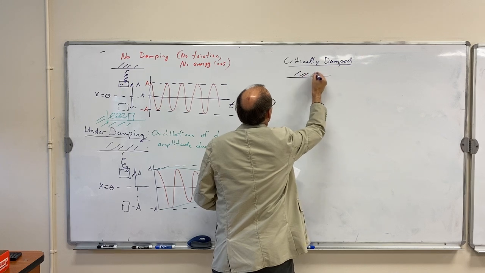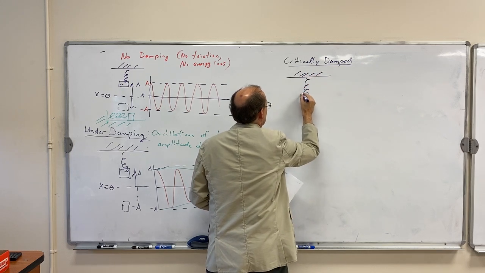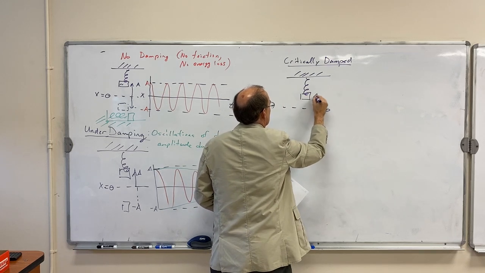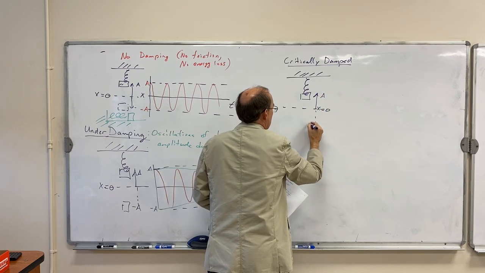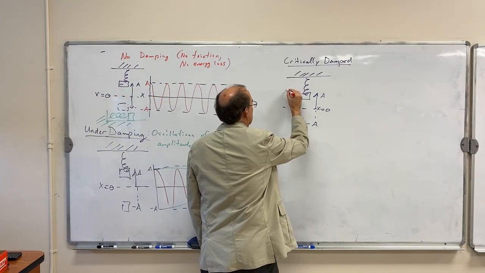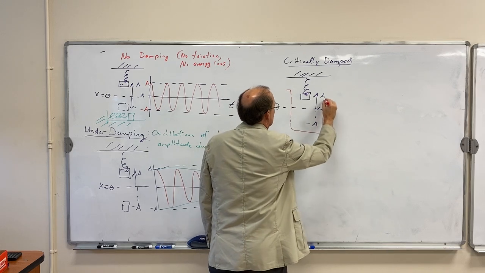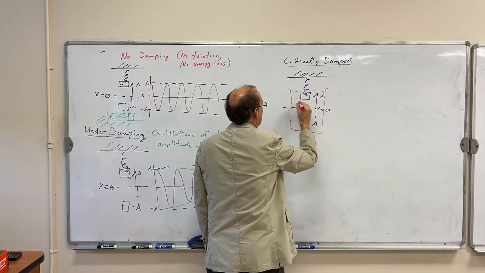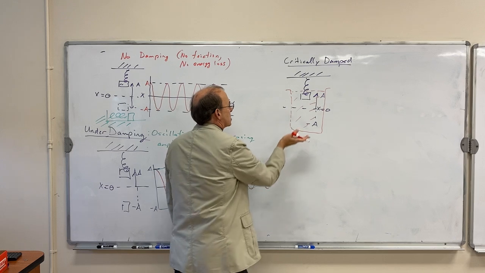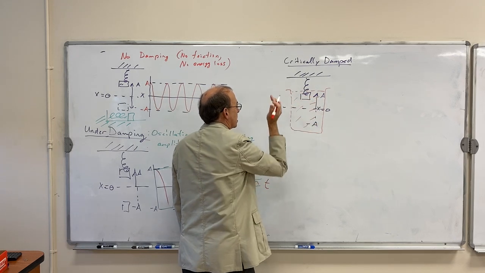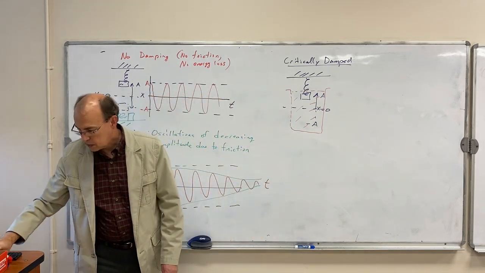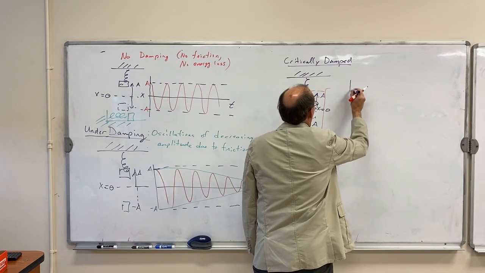So here is my spring again. I'm going to push it up. This is x equals 0. This is A, minus A. But now maybe I'll put this in a beaker of lightweight fluid, maybe something like ethyl alcohol, so that there's quite a lot of friction as this oscillates up and down. If I choose my friction just right, I can keep this from oscillating at all.